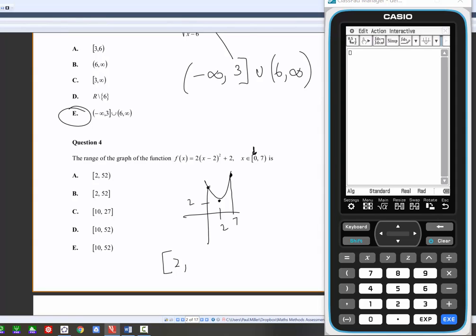So many of you made a mistake on this one. I bet you just subbed in 0 and 7 into f of x. But make sure you go and have a look at the function first, or plot the function first, to work out what the range is going to be.